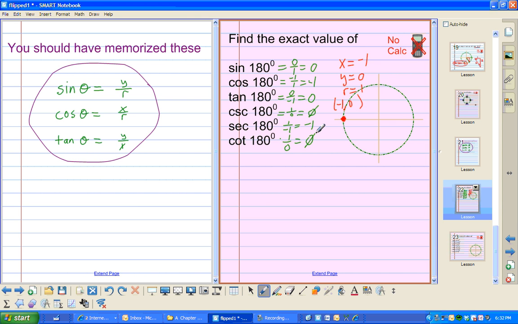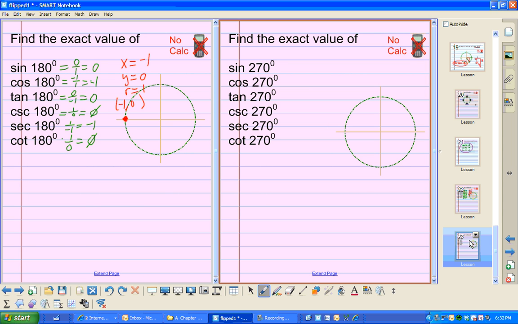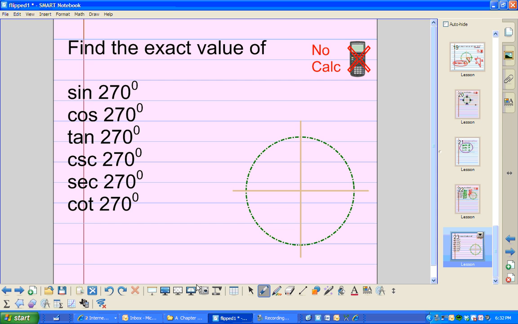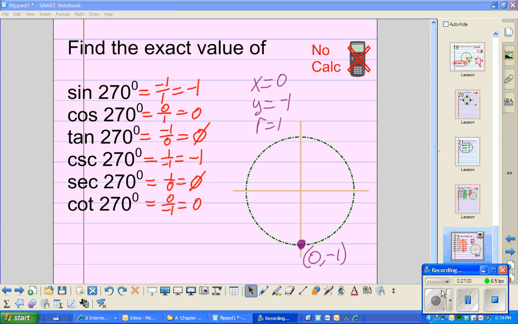Okay, so those are the rules that will help us with quadrantals. And lastly, let's do the 270. Okay, I'm going to go back to regular screen. So try this one on your own. Graph 270, mark x, y, and r, and then see if you can get these values. Okay, so let's check your answers. When we have sine of 270, here's all the 6 trig functions, and here's your answers.